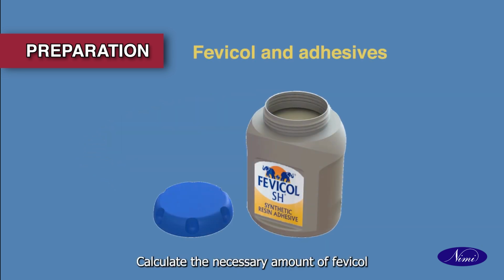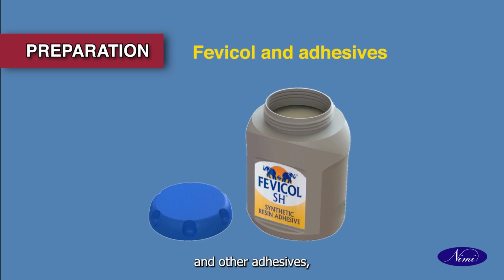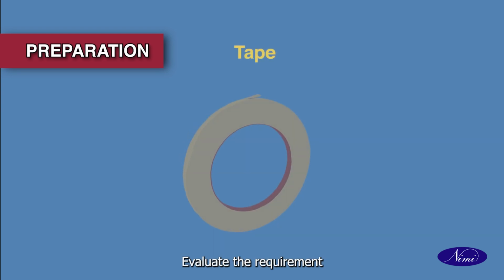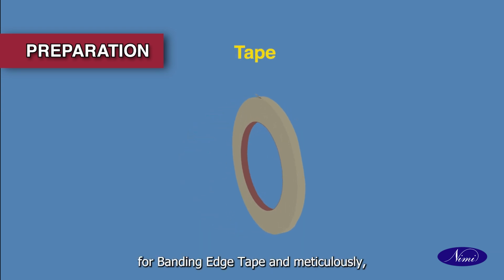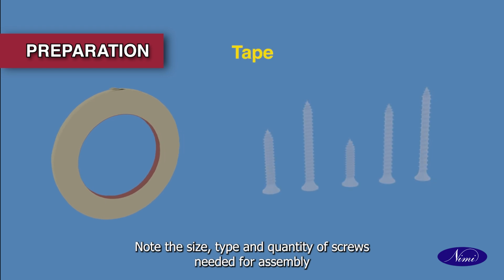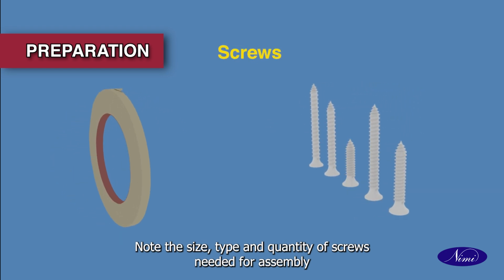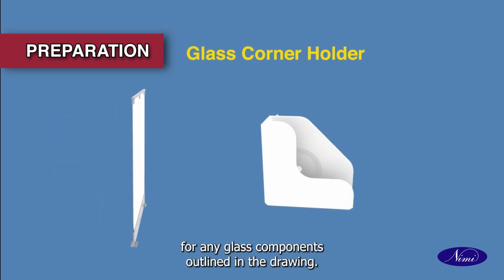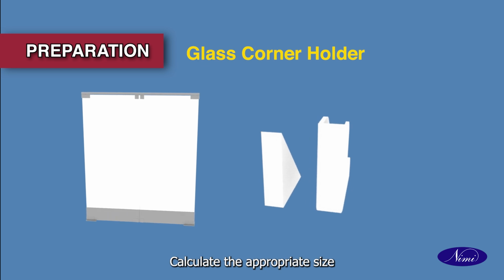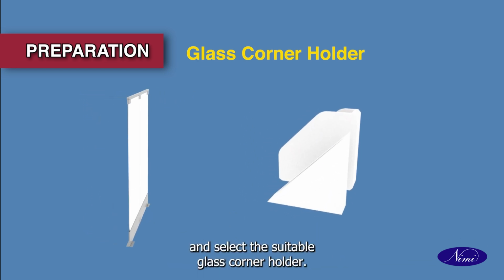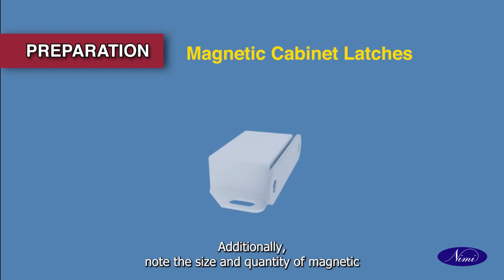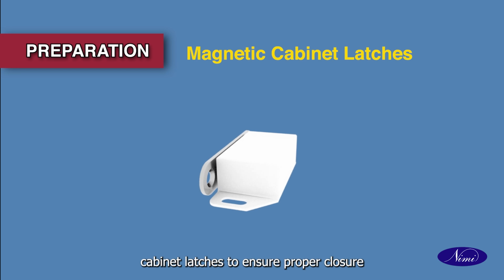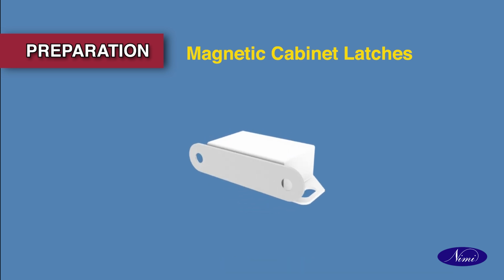Calculate the necessary amount of Fevicol and other adhesives, ensuring secure and durable construction. Evaluate the requirement for banding edge tape and meticulously note the size, type, and quantity of screws needed for assembly. For any glass components outlined in the drawing, calculate the appropriate size and select the suitable glass corner holder. Additionally, note the size and quantity of magnetic cabinet latches to ensure proper closure.